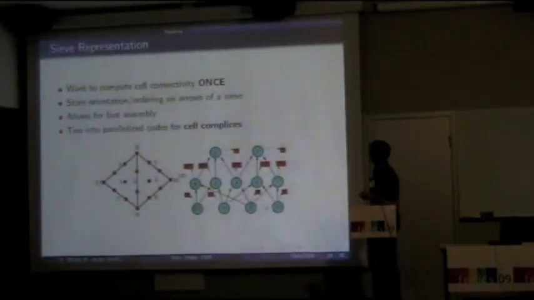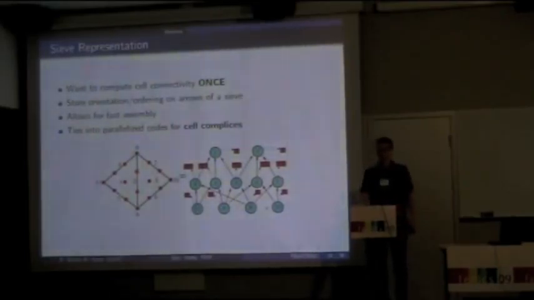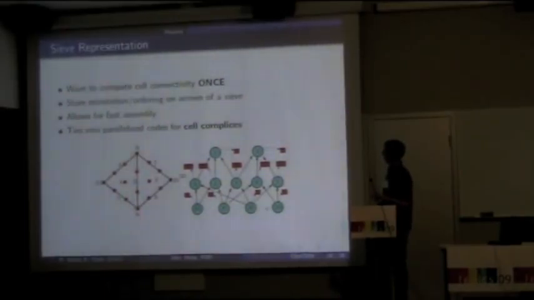And we also want to only compute the cell connectivity once. And this is where this ties into previous work in parallelized codes for cell complexes. You may have heard of them before. They're the sieve. And this should allow for us to do fast assembly over these type of meshes.